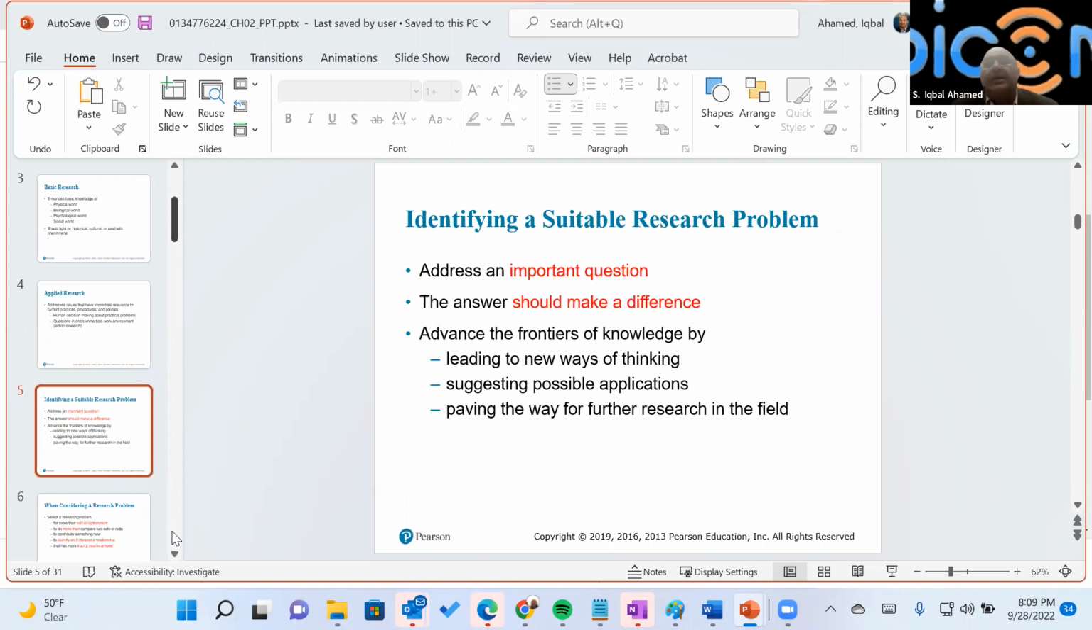And when you do research, always try to think, whatever you are trying to find out, is it making a difference? Like, whatever the state of the art, is it changing? Is it making a change? Is it making a difference? So you should pick some research problem which really advances the current knowledge. That means you are adding to the current knowledge.